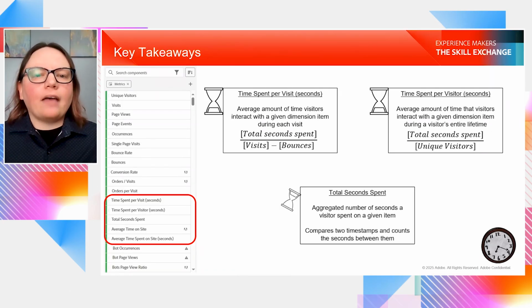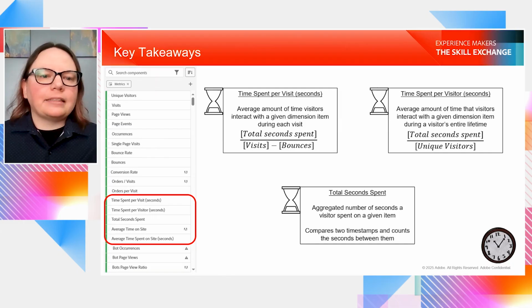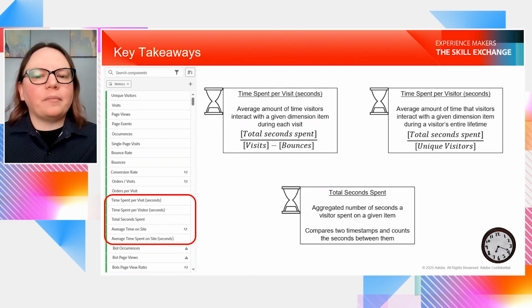Then we also have total seconds spent. Instead of dividing the time by visits or visitors or anything else, it simply adds up all of the time that a dimension was interacted with. But just like the others, it needs 2 time points to count the seconds between them, which means any dimensions that are seen on the last hit of a visit will be excluded from the time calculation.